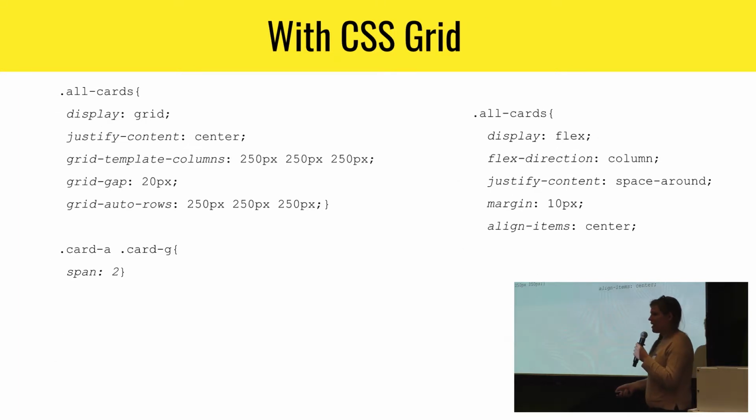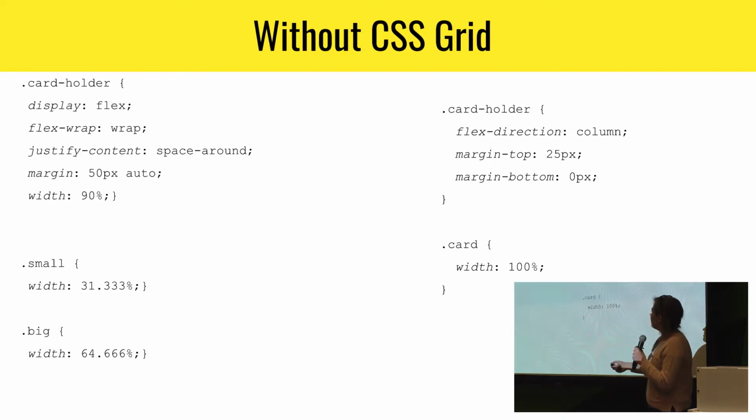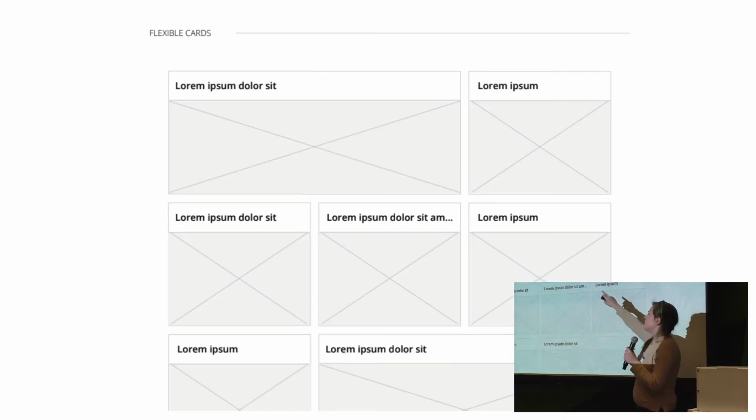Now, with CSS Grid, it gets a little bit easier and a little bit more straightforward. As I said before, you display grid, justify content center to get it in the center of the page, grid template columns, and define all the columns, define all the rows, give it a gap if you want one, and then for the larger cards, you'll just need to have span and say it spans 2 blocks instead of just 1.